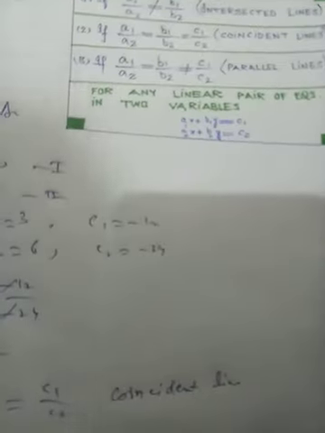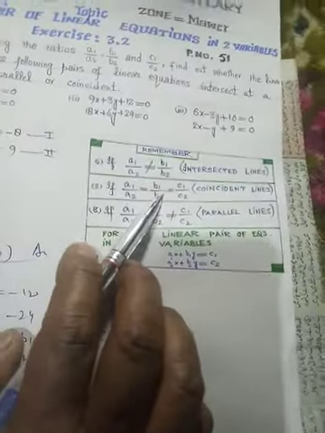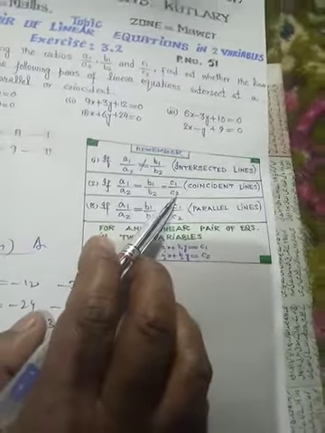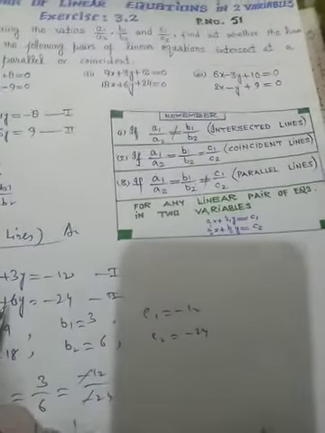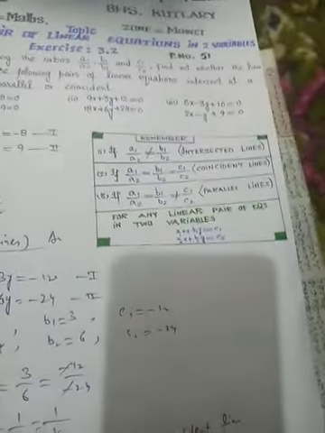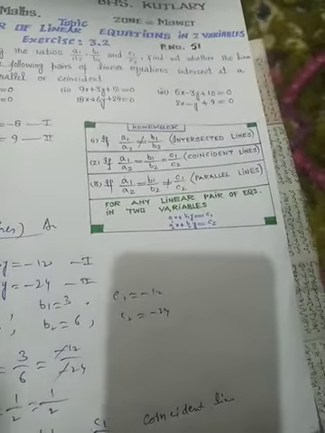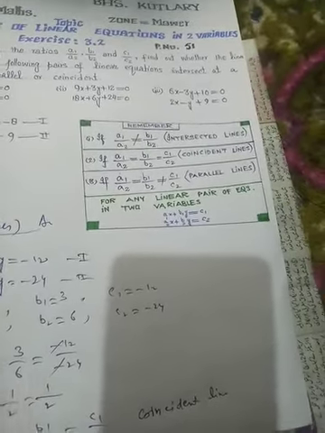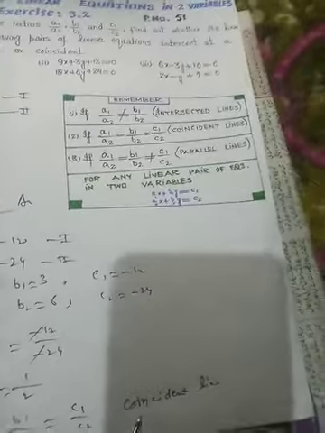Coincident lines. This is the answer of the second part of this question number 2. When a1 by a2 is equal to b1 by b2 is equal to c1 by c2, then if we draw the graph of these two linear equations, both lines coincide. We will see only one line because they coincide. These two lines coincide with each other. So the answer is coincident lines.